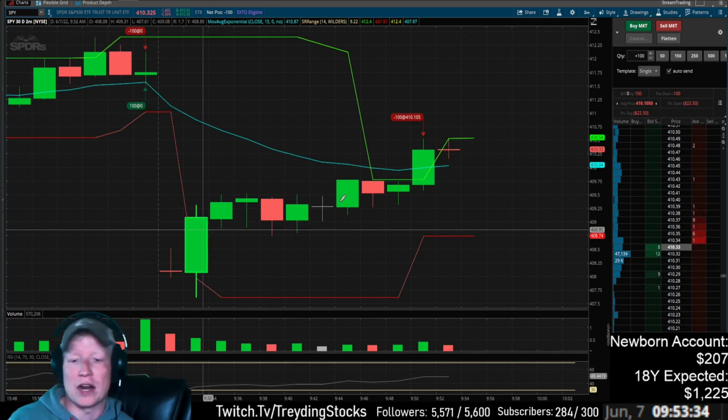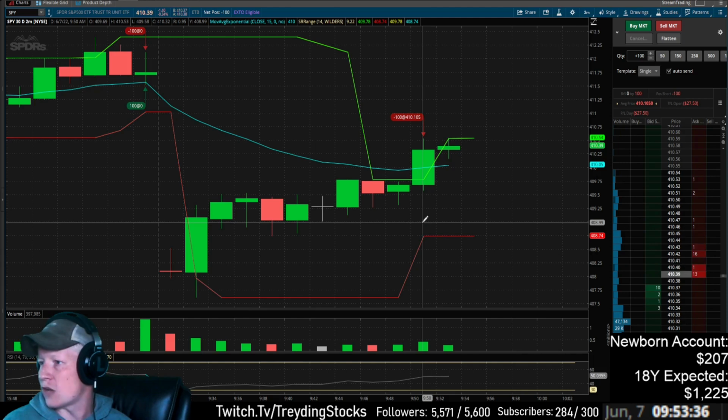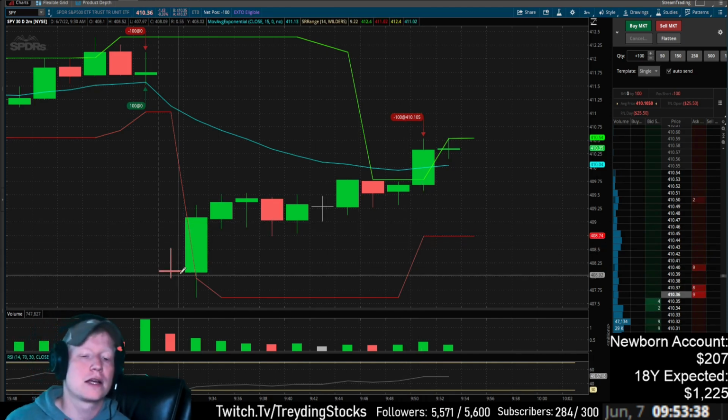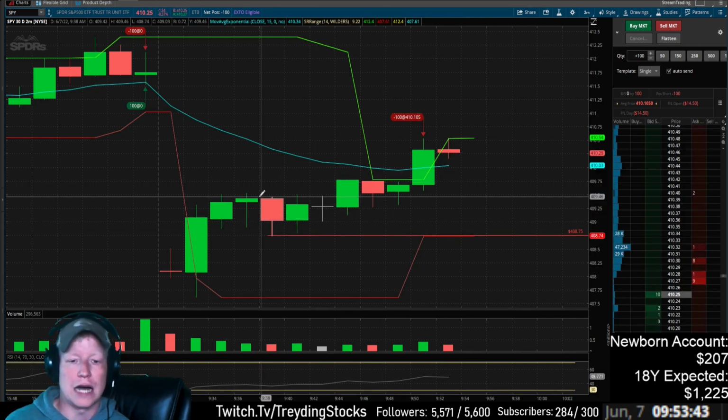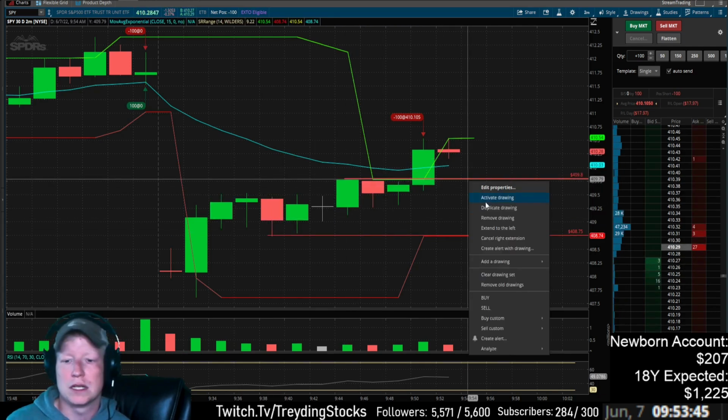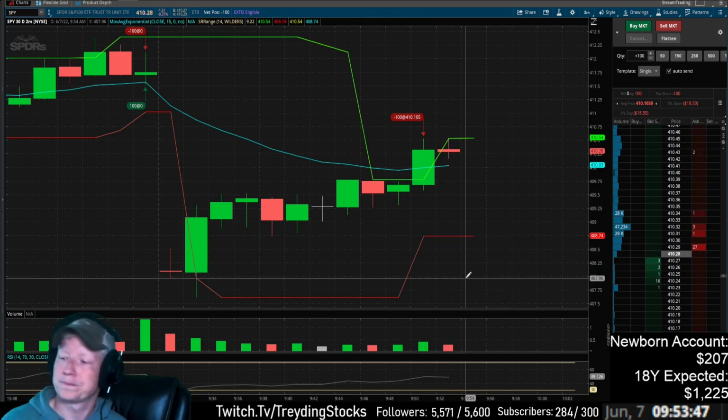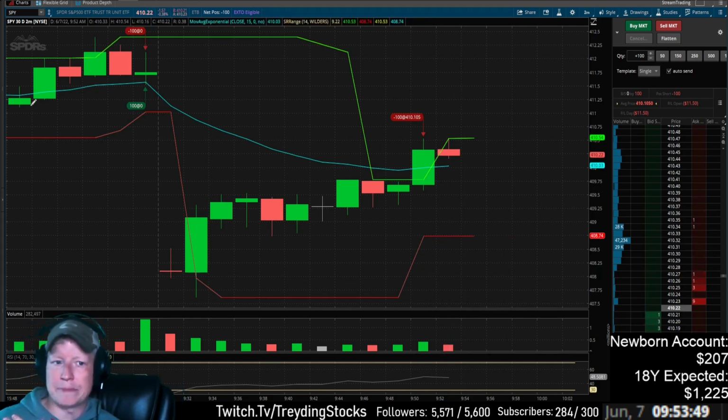SPY is in an uptrend right now. We're going to need a trend reversal if this trade's going to work, because it is higher low, higher high. It is an uptrend, but it did gap down this morning.